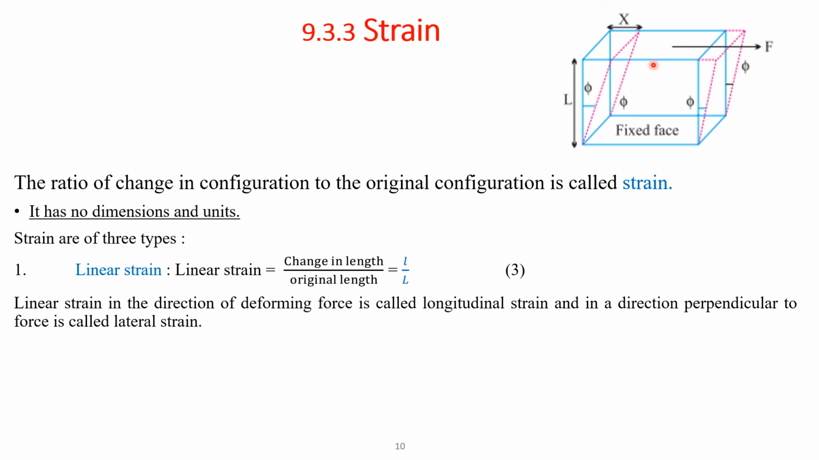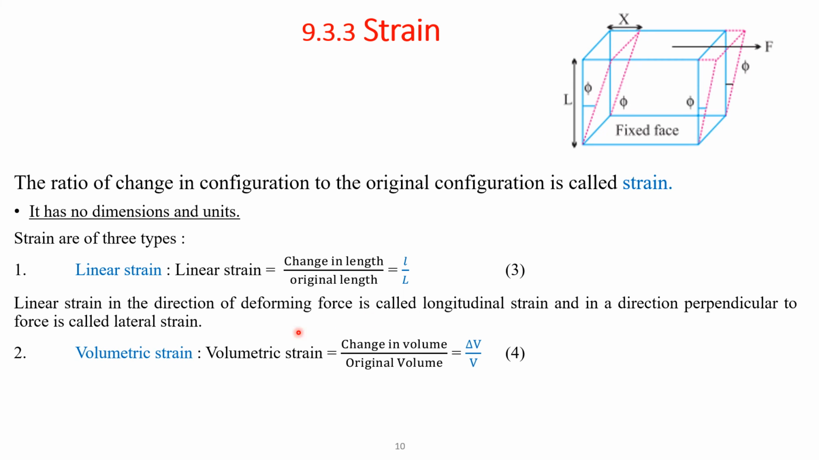So here, please see the figure. A cube of length L is subjected to a force F in the horizontal direction, due to which the shape of the cube changes, as shown by the red lines, which are inclined at an angle phi as shown in the figure. Due to this change in shape, the distance is moved by capital X. So, the linear strain in the direction of the deforming force is called the longitudinal strain, and if the change is in the perpendicular direction, then it is called lateral strain.